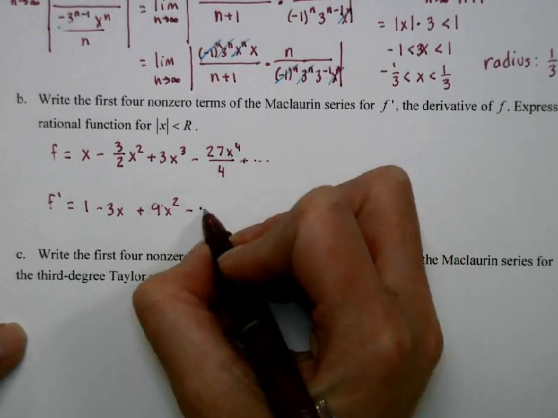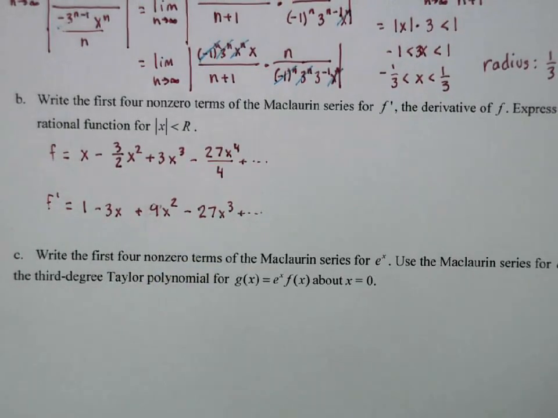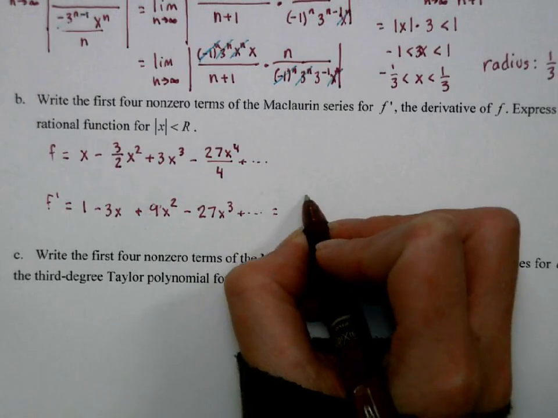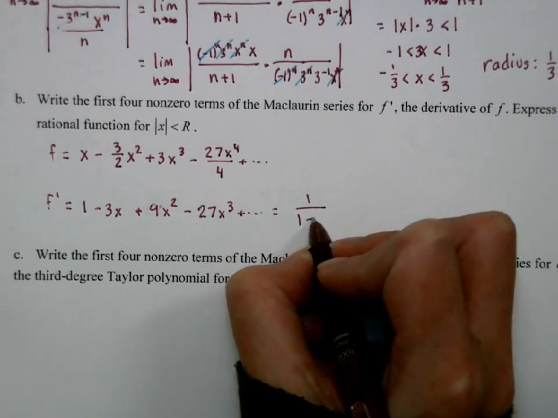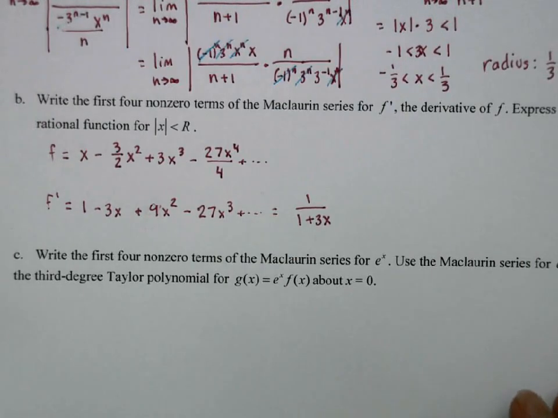Then it says to write this as a rational function, which is kind of your hint as this is going to be infinite geometric. So this is going to equal a1, which is 1, over 1 minus r, which was a negative 3x. And then the last part of this question says write the first four non-zero terms of e to the x.